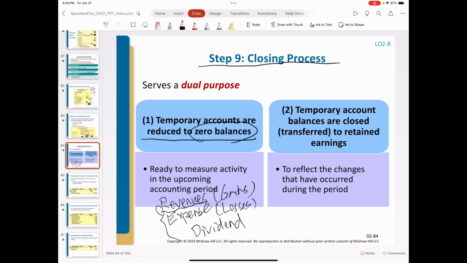We know revenues have a credit balance. We just debit these accounts for the same amount. Then their balance becomes 0. Expenses and dividends both have a debit balance. So we just credit these 2 accounts, and their balance will be 0. When we close them, their balance becomes 0, but that does not mean their balance disappears. Their balance is actually transferred to retained earnings through closing journal entries and posting procedures. Let's take a look at the procedures.